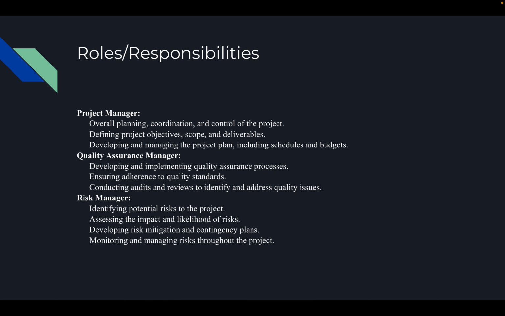The main roles and responsibilities: the project manager is the one that mainly plans and coordinates a lot of the project. They set the objectives, the schedules, and the budgets. The quality assurance manager makes sure to develop and implement QA processes and make sure all the quality standards are being met.